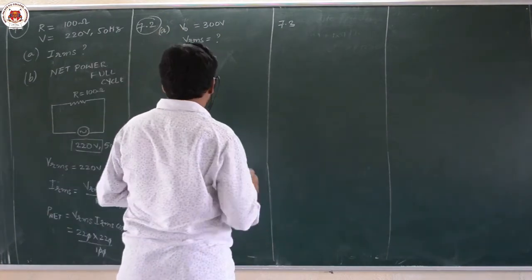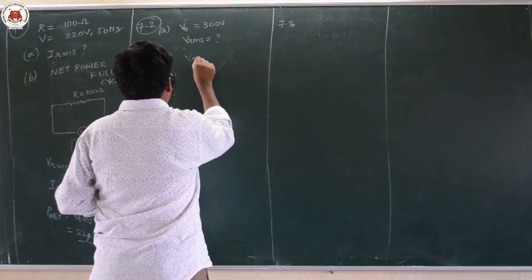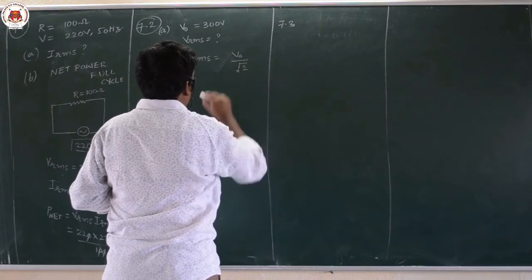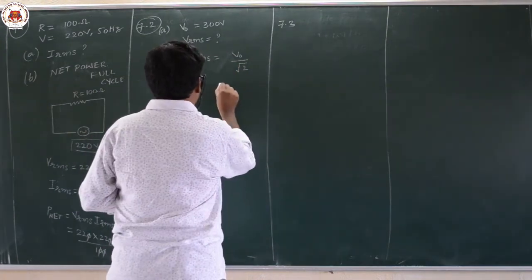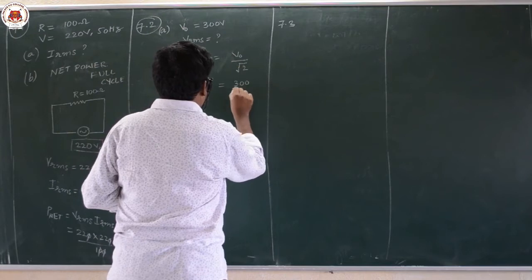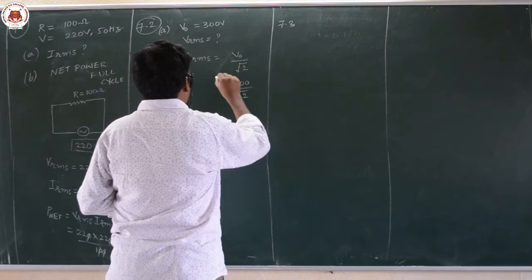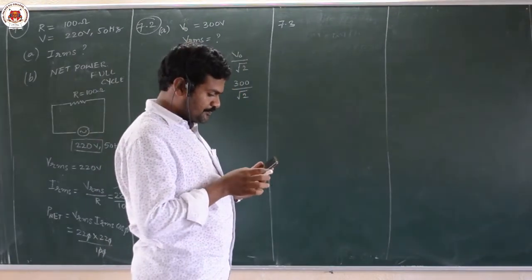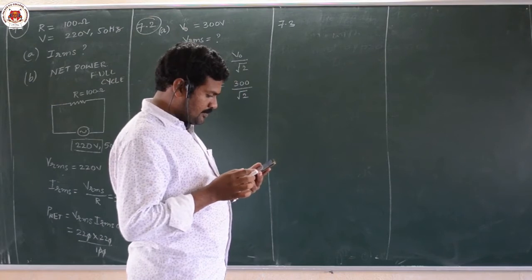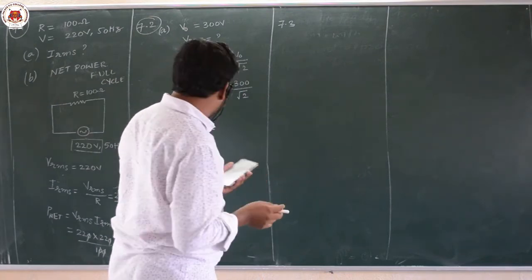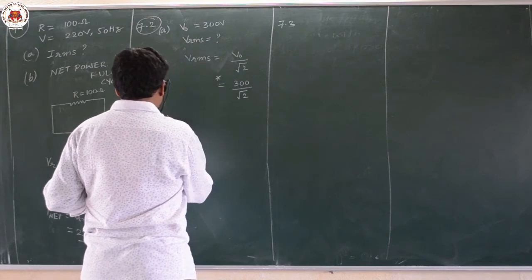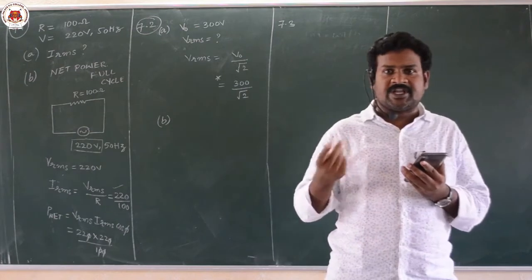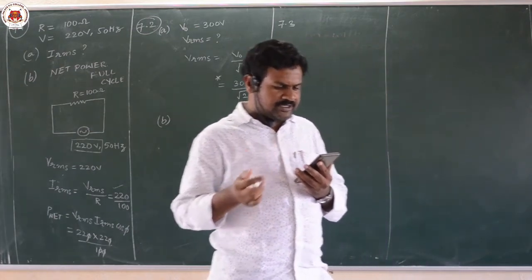So VRMS is equal to V naught by root 2, that is 300 divided by root 2. This is the answer. You simplify this, you will get the answer. Next, question B. The RMS value of a current in an AC circuit is 10 amperes. What is the peak current?